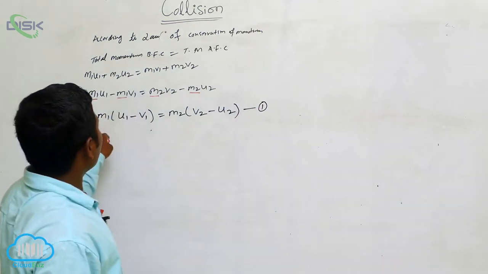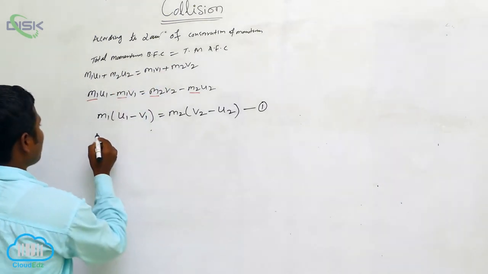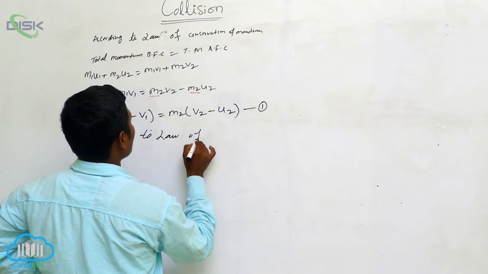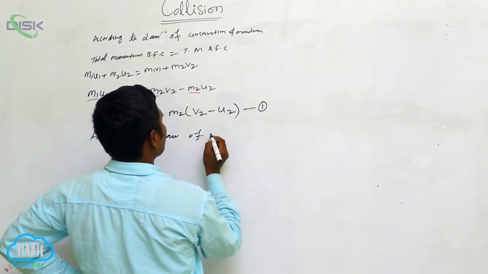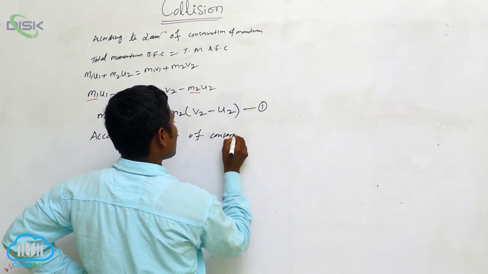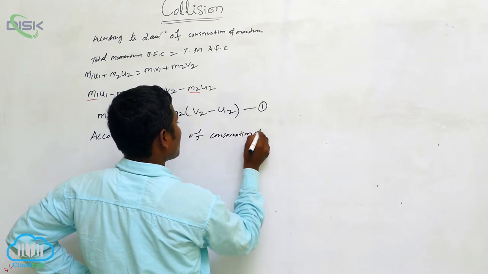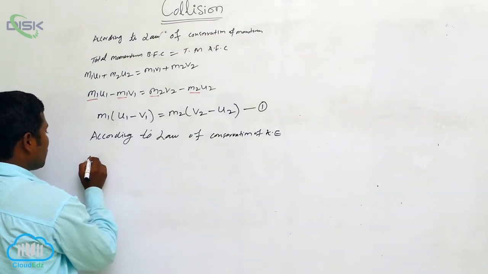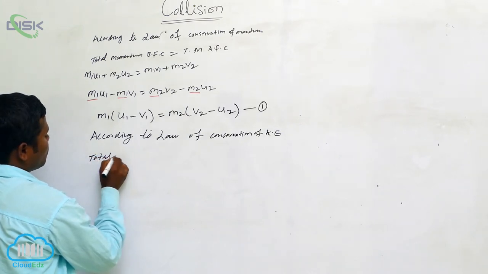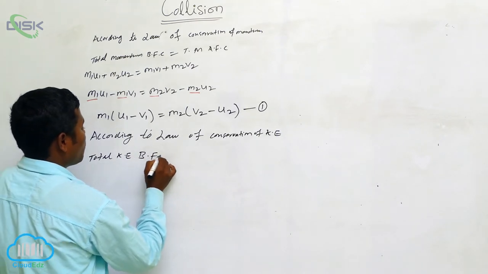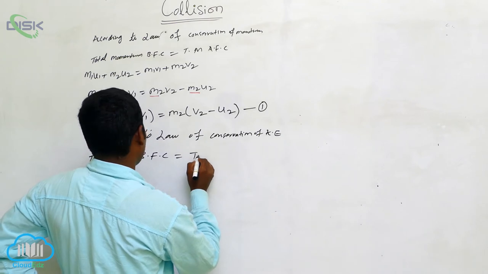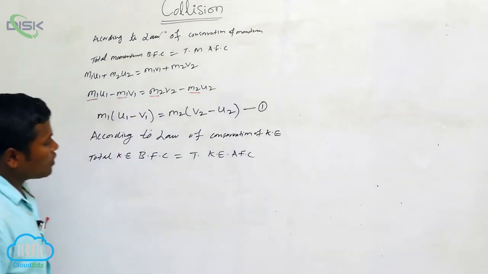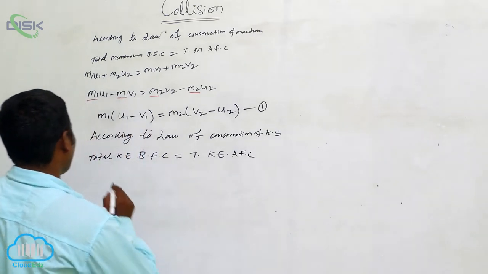This is about momentum only. Next, according to the law of conservation of kinetic energy, the total kinetic energy before collision equals the total kinetic energy after collision. So what is the formula for kinetic energy? You know very well, 1 by 2 m v square.